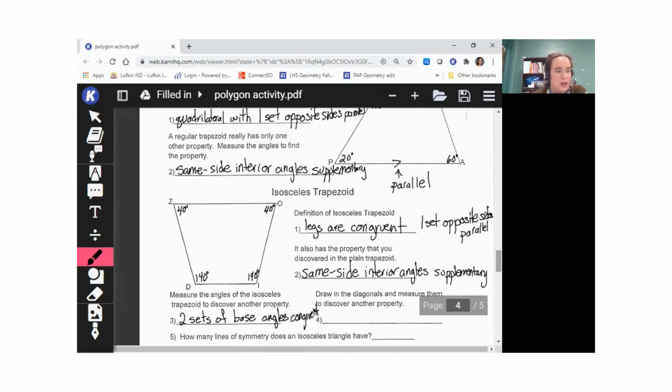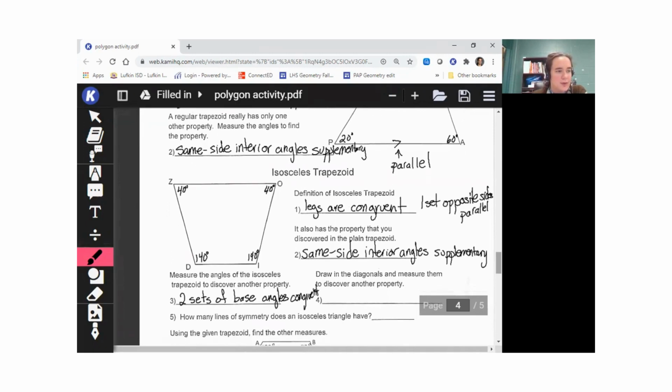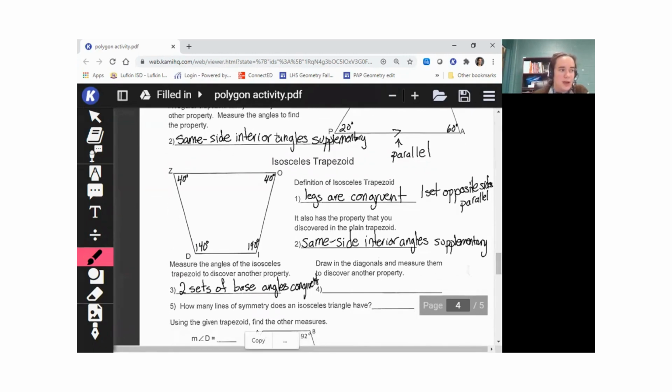And the last property for isosceles trapezoids would be found by, again, drawing in your diagonals and actually using a ruler and connecting Z to I and D to O, and then measuring their lengths. And you would find that their lengths are congruent, so the diagonals are congruent.